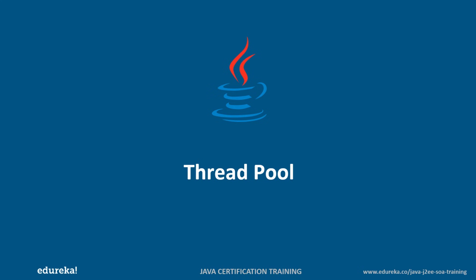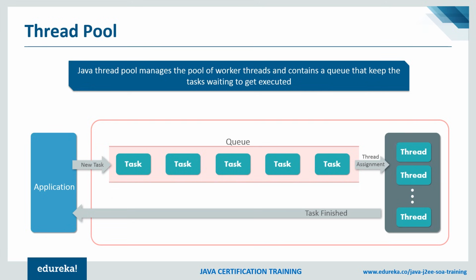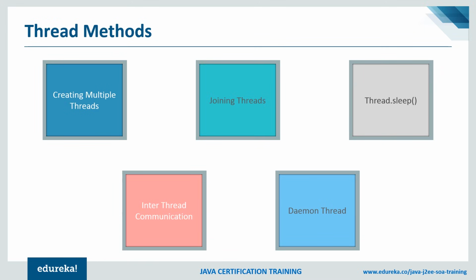In a similar way, we have something known as a thread pool, right? A thread pool will manage the pool of worker threads and contains a queue that keeps the tasks waiting to get executed. So there will be a queue now. We will have a lot of tasks for the application which we have to do, and a pool can be maintained for these threads, which will be executed automatically by this API called thread pool. So explore this part.